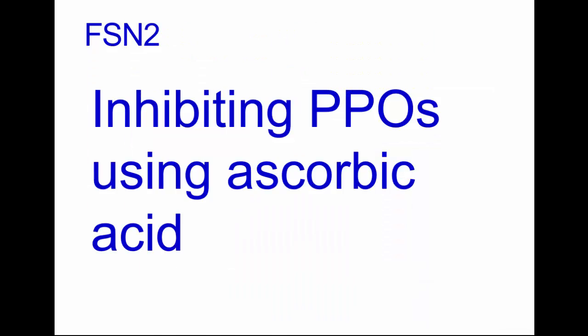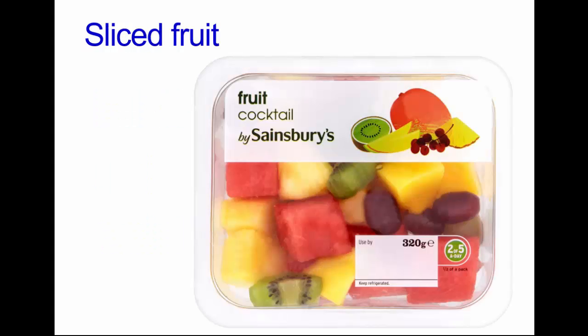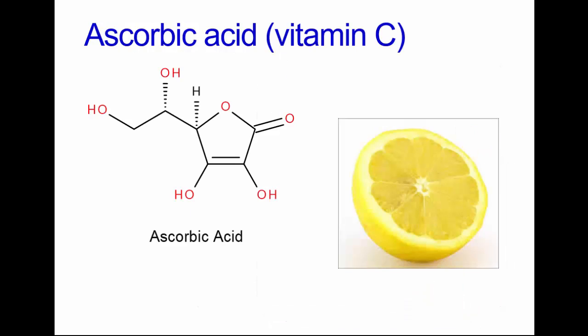Okay, inhibiting PPOs using ascorbic acid. Mentioned using citric acid there. In both cases, they're lowering the pH. This is something you're familiar with, sliced fruit. In packaging, oxygen is removed and replaced with nitrogen and carbon dioxide, and that prevents PPO from acting until, of course, you open the package. Most people barely notice, but when the pack is open, the fruit takes much longer to brown than normal fruit, even things like apples. There's a reason for this. It's because in many cases the fruit has been sprayed with lemon juice, which contains ascorbic acid, vitamin C.